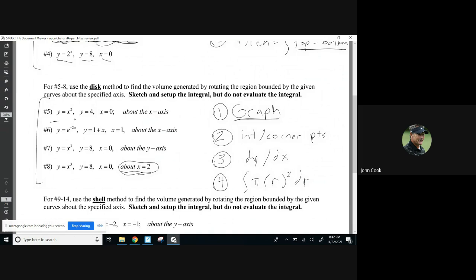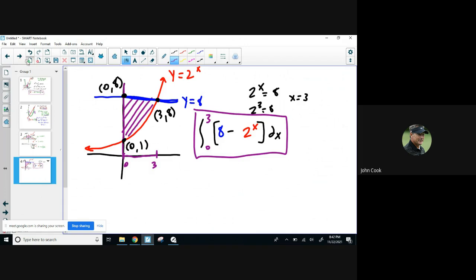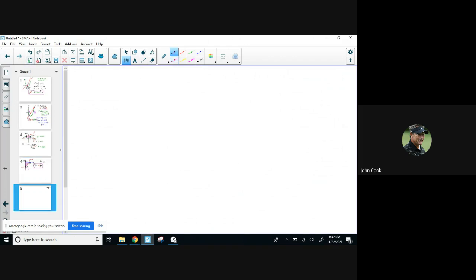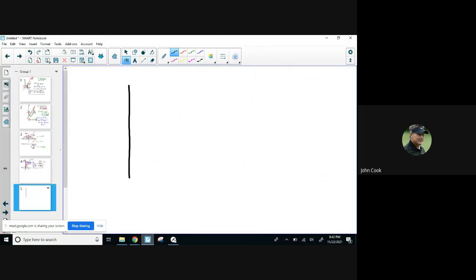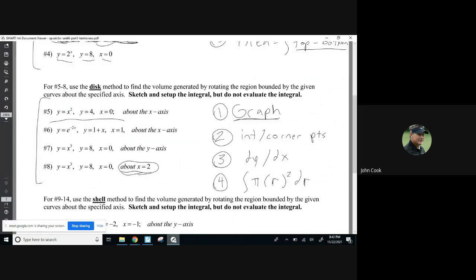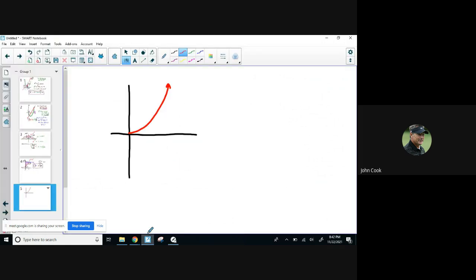I graph it all out first, so let's graph these out. We've got y equals x squared, y equals 4, and x equals 0. So let's take a look at how that goes. Number 5. Where am I rotating this thing around? The x-axis, okay. So around the x-axis. So we've got the parabola, something like that. And then y equals 4, that'd be up here somewhere.